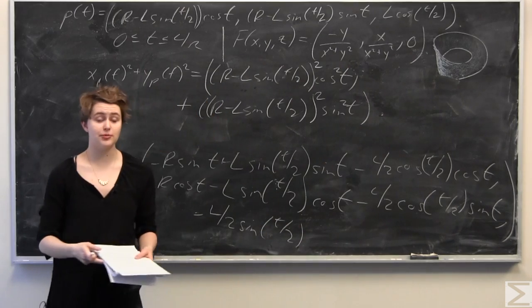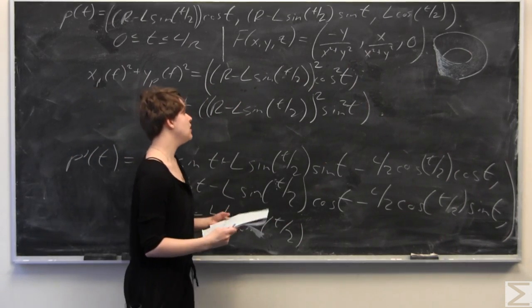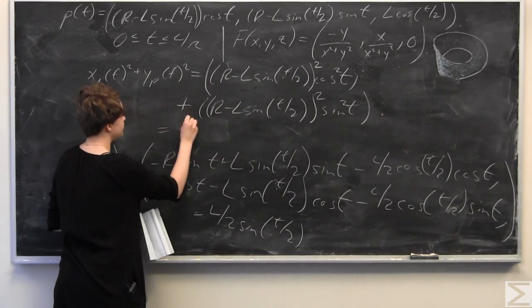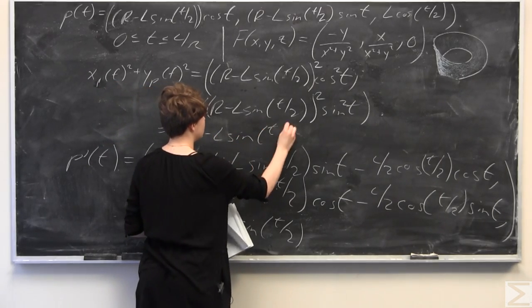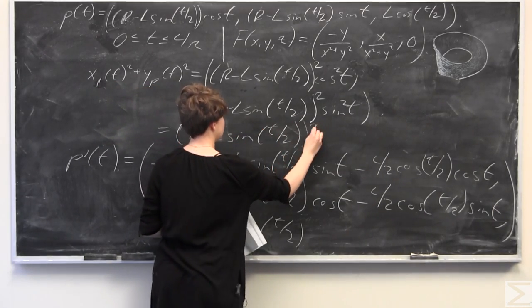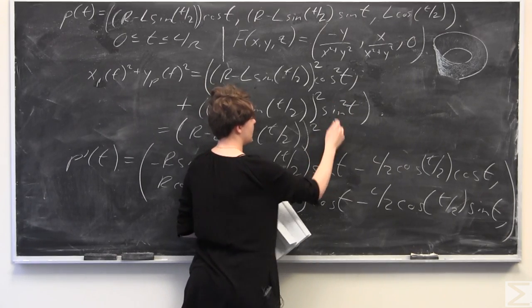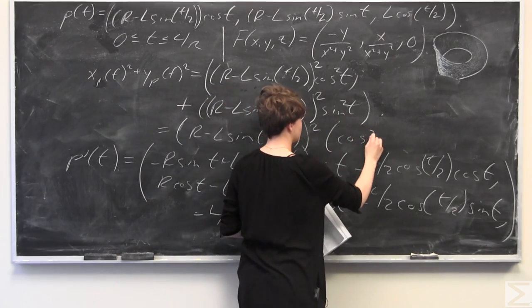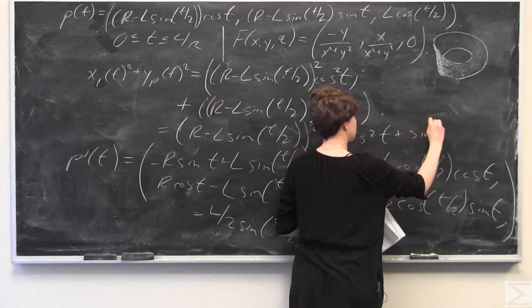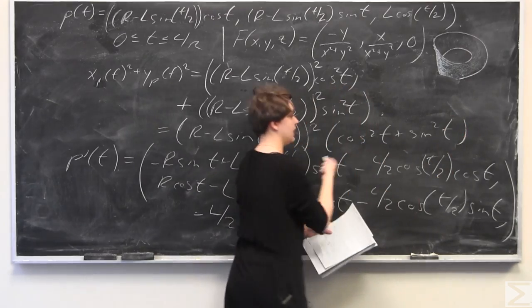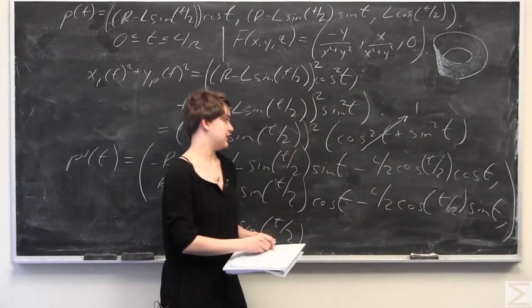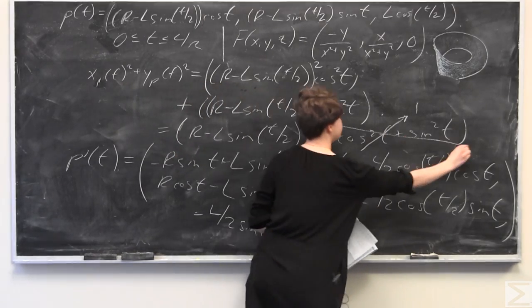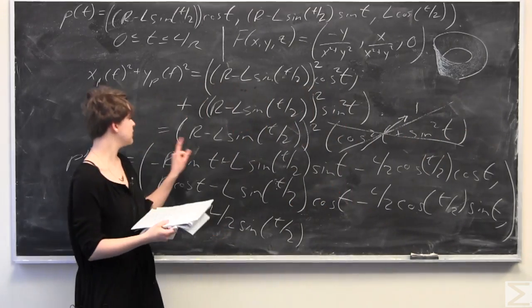Okay, so then we factor by grouping because we have the same term here. So we'll end up getting r minus L sine t over 2 squared, all times this plus this, so cosine squared t plus sine squared t, which conveniently enough just goes to 1. So in fact, we can just ignore that part, because that's just a constant 1. So we're left with this.